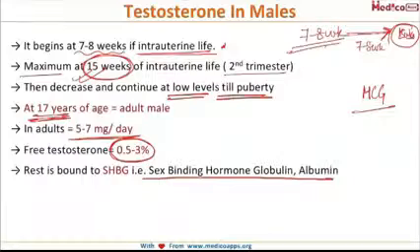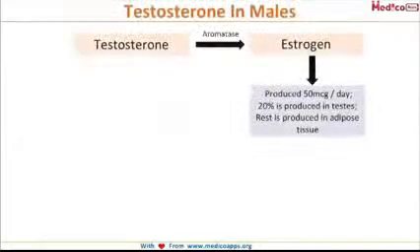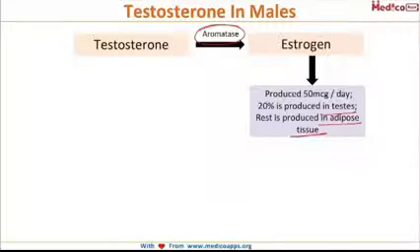Now this testosterone in males is converted into estradiol and dihydrotestosterone. And what are the enzymes involved in this? Testosterone is converted into estrogen by the enzyme aromatase. And where does it occur? 20% of this aromatization occurs in the testis and the rest in the adipose tissue. And this aromatization converts testosterone into estrogen. And what is the daily production of estrogen? It is 50 microgram per day.